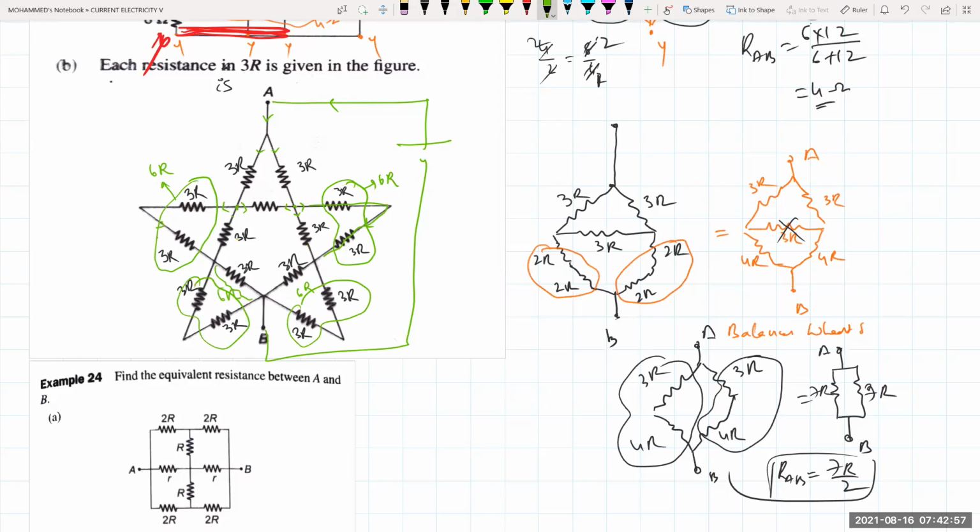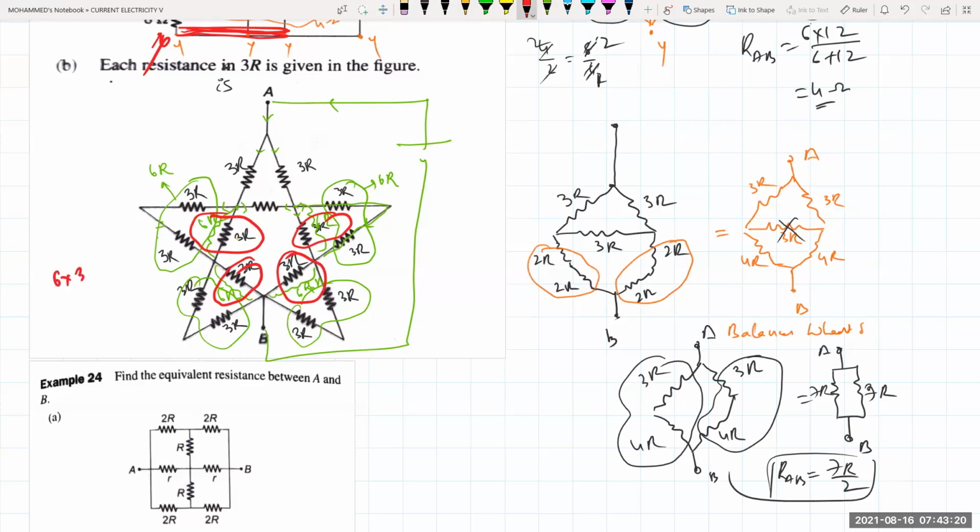That means here this resistance is 6R. This resistance is here 6R. And I'm drawing the resistance here 6R. And here this one is also 6R. So everywhere this one is 6R. So what I can do: 6R and 3R in parallel. So 6R and 3R in parallel means how much will it be?